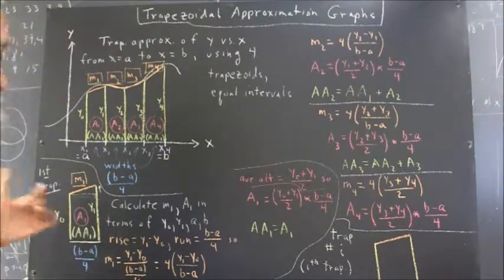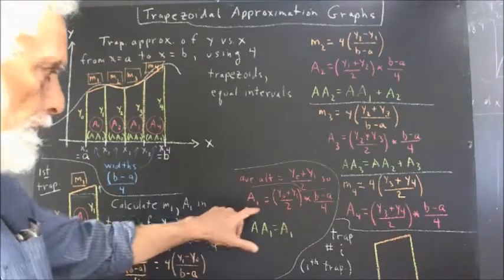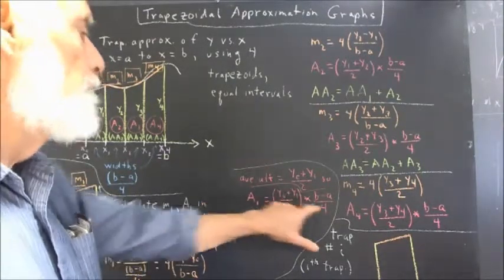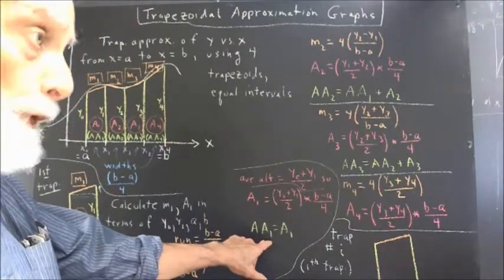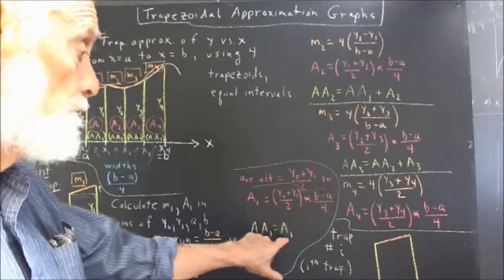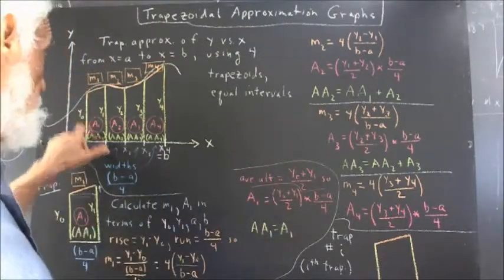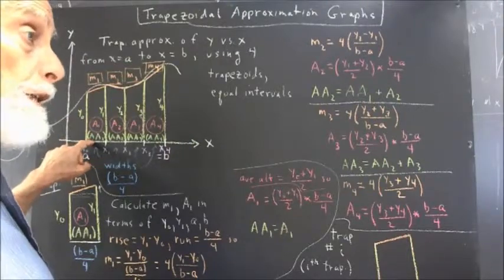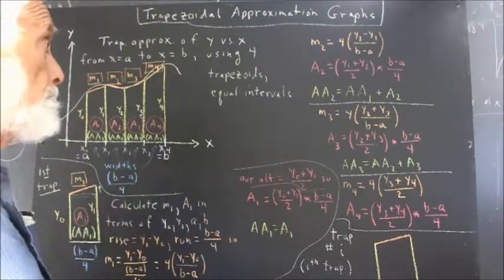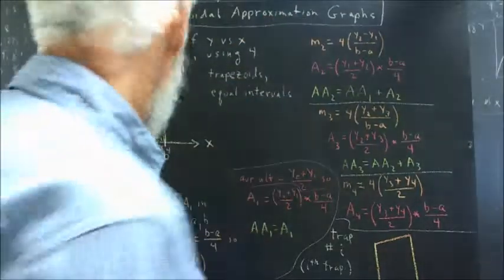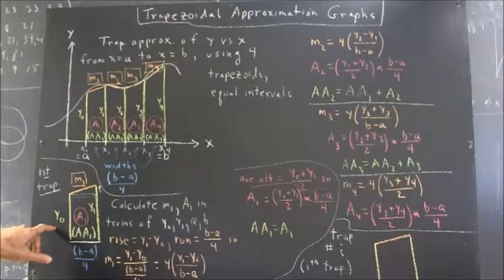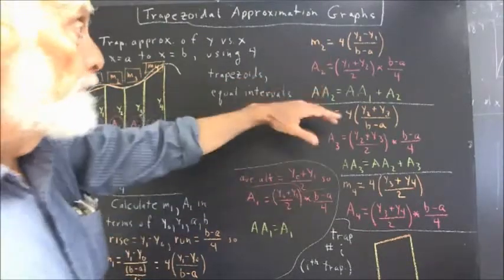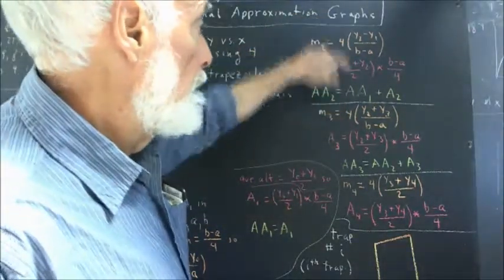Okay, so we see that we have an expression for the slope of the first trapezoid and the area of the first trapezoid, and we're going to say the accumulated area through the first trapezoid is AA1, which is equal to A1. So we're going to label the area here, and the accumulated area for this trapezoid is the same as the area. Okay, we go to the second trapezoid, and again, we replace y0 and y1 by y1 and y2 in these 2 expressions, and here's what we get.